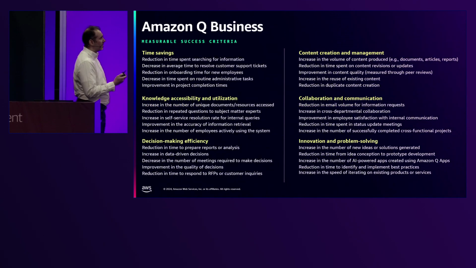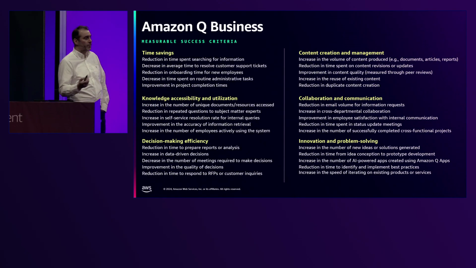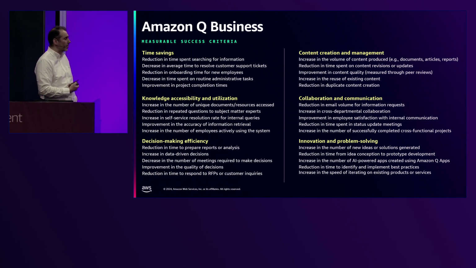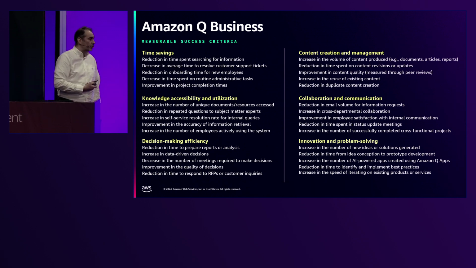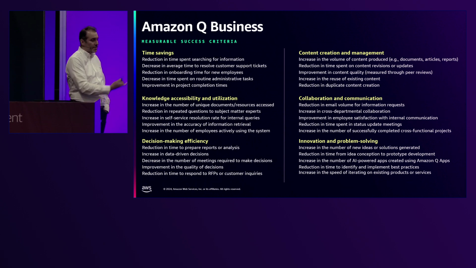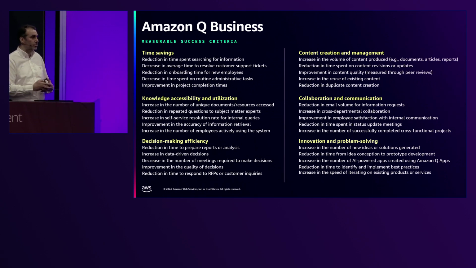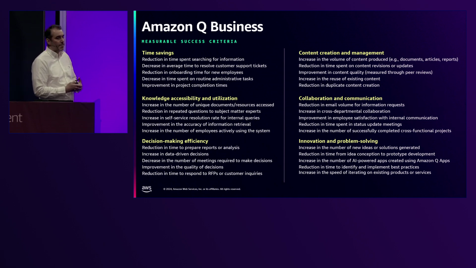Similarly, with Q Business, again, we have time saving, from reduction of time spent in searching for information, to knowledge accessibility and utilization, increasing the number of documents and resources accessed, or documents even produced, decision-making efficiency, content creation. So these are all business metrics that business and technology can talk about at the start to align around what is the goal of that POC and how we're going to be measuring the success of it after the 10 or 12 weeks.